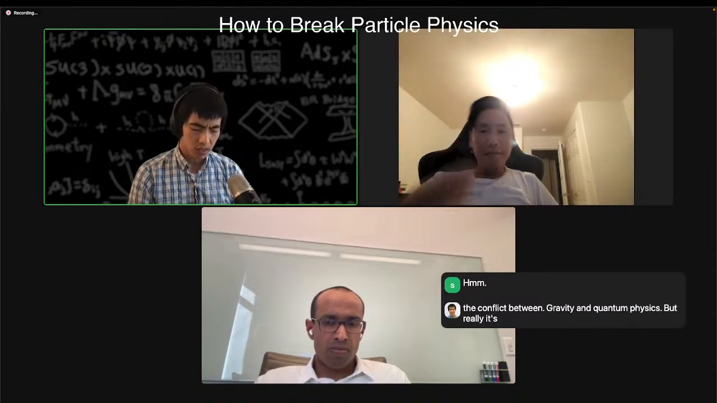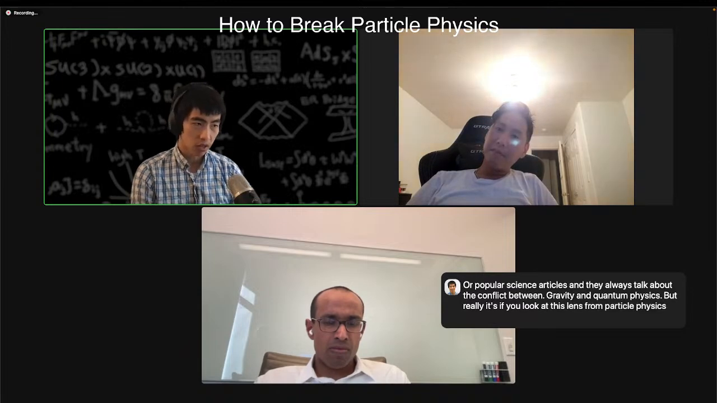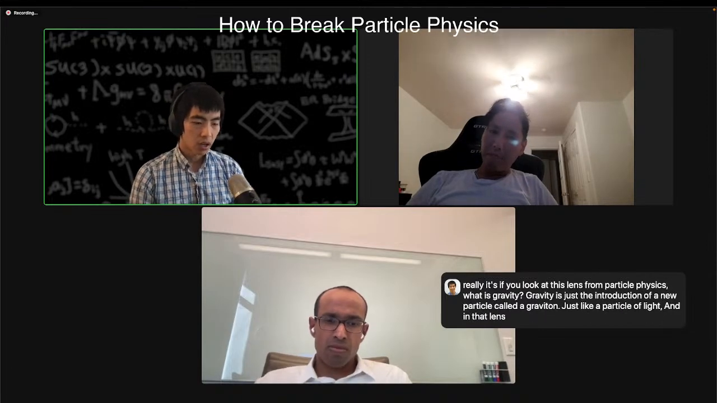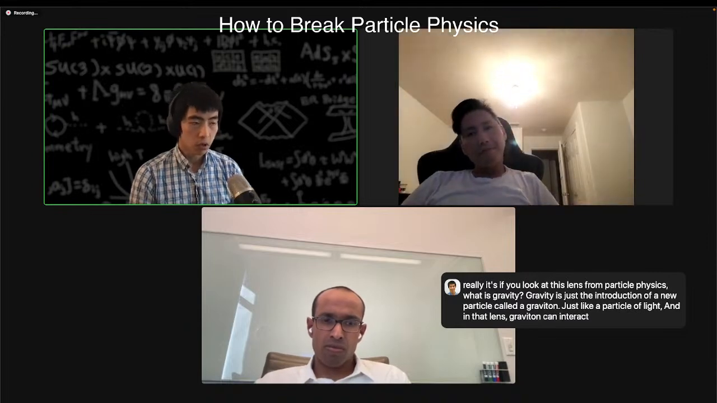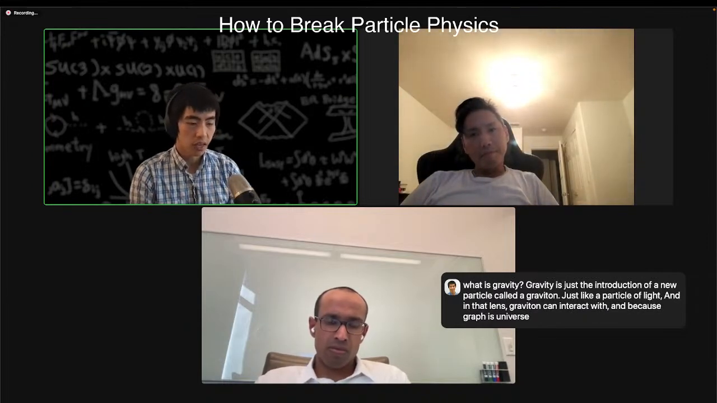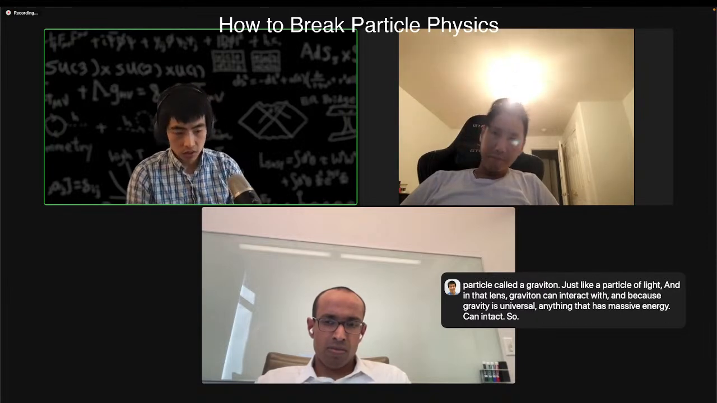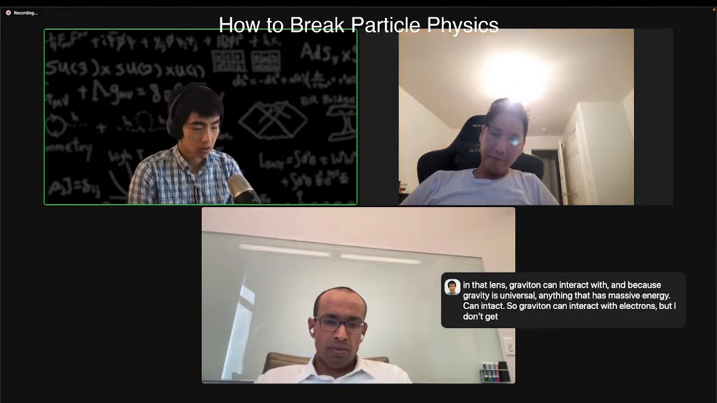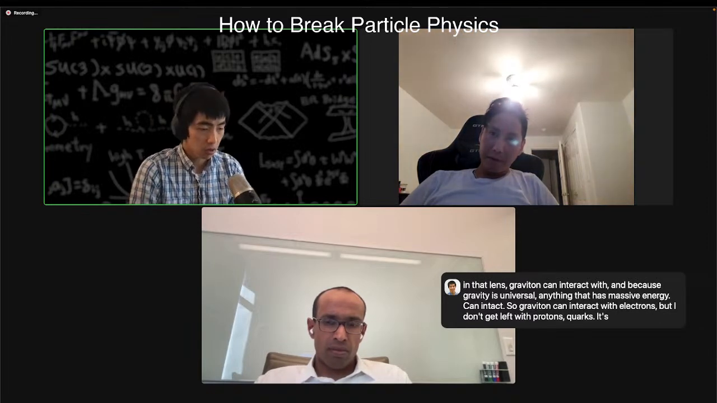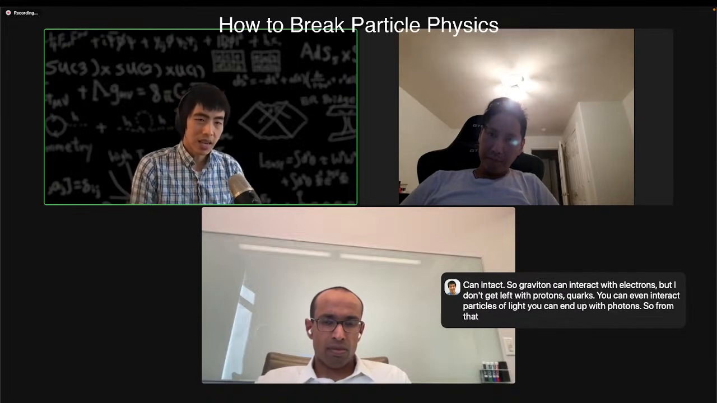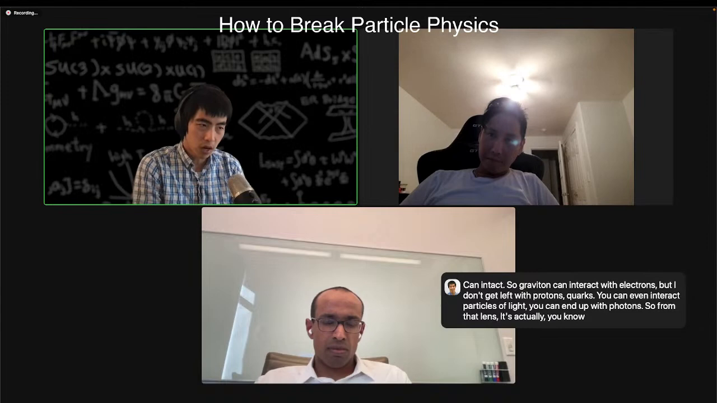if you look at this through the lens of particle physics, what is gravity? Gravity is just the introduction of a new particle called a graviton, just like a particle of light, the photon. And in that lens, because gravity is universal, anything that has mass or energy can interact with the graviton. So a graviton can interact with electrons, protons, quarks. It can even interact with particles of light, with photons. So from that lens, it's actually pretty well understood.